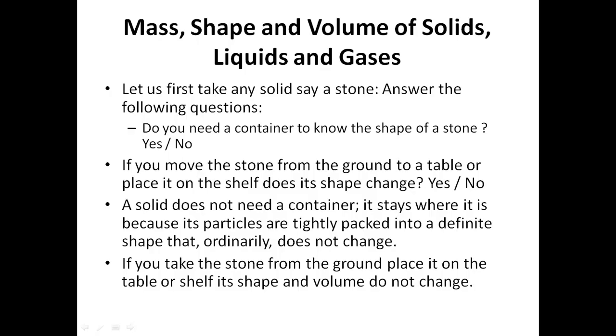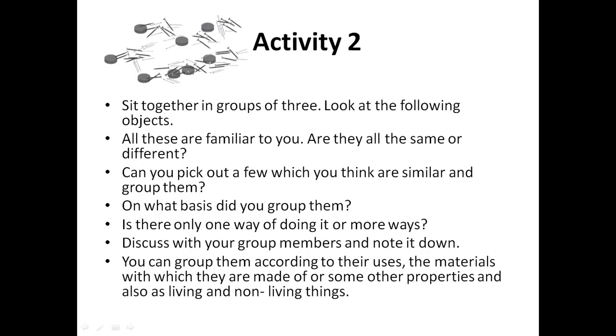Sit together in groups of 3. Look at the following objects. All these are familiar to you. Are they all same or different? Can you pick out a few which you think are similar and group them? On what basis did you group them? Is there only one way of doing it or more ways? Discuss with your group members and note it down.